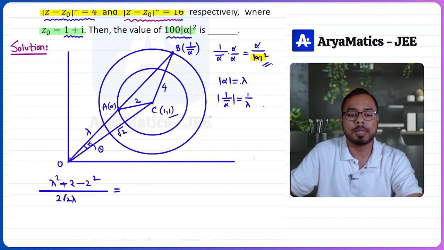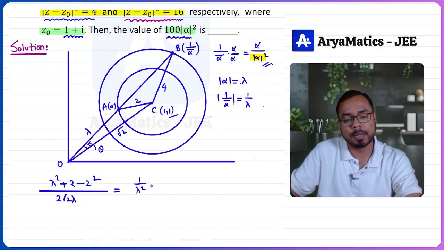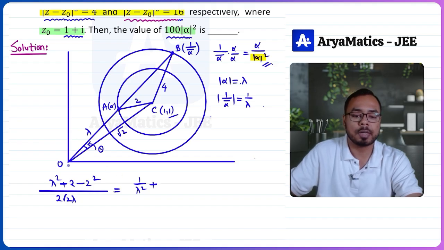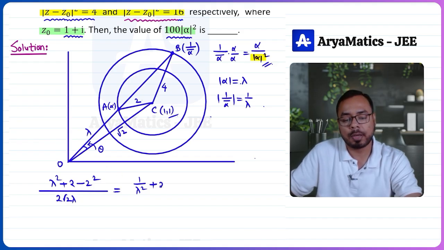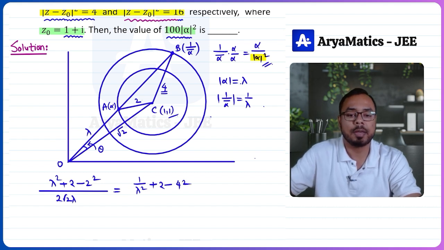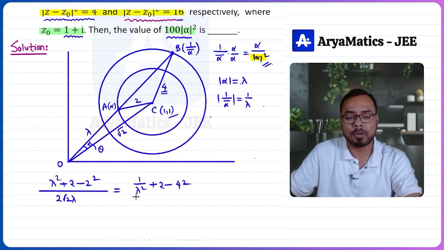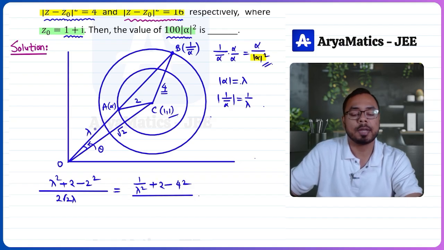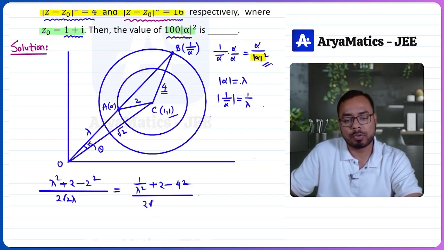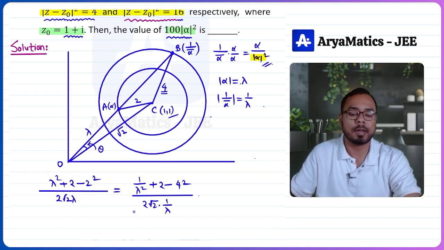Now let us find cos theta in this triangle OBC. In triangle OBC, the length OB will be the modulus of the complex number 1 by alpha conjugate, so that is 1 by lambda. Then 1 by lambda square plus the other side, root 2 square, so that is 2, and the opposite side is 4, so minus 4 square. This is divided by twice these two adjacent sides, so 2 root 2 multiplied by 1 by lambda.